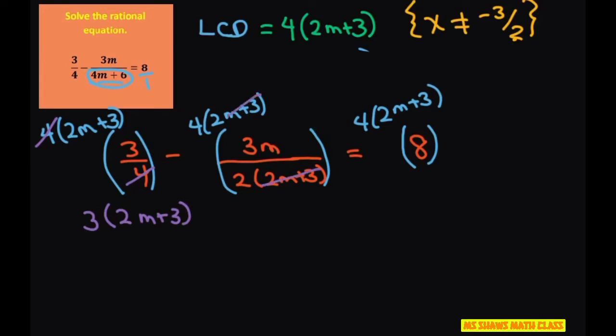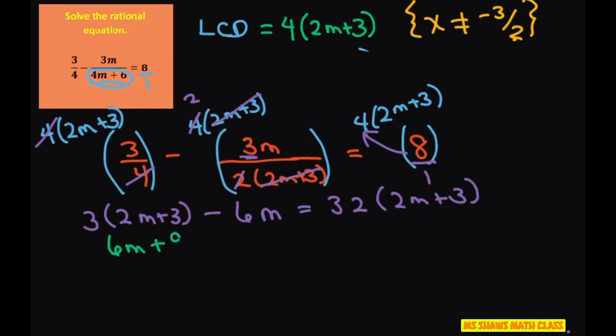Here, this cancels, and then 2 goes into 4 2 times. So that's being minus 2 times 3 is 6, 6m. Equals, go ahead and put this in fraction form. So we're just going to have to multiply this. So this is going to be 32 times 2m plus 3. From there, we just simplify. So let's simplify all this. We get 6m plus 9 minus 6m equals 64m plus 96.